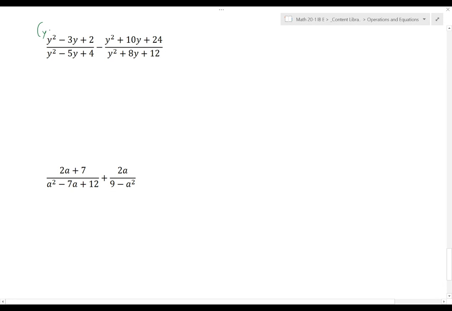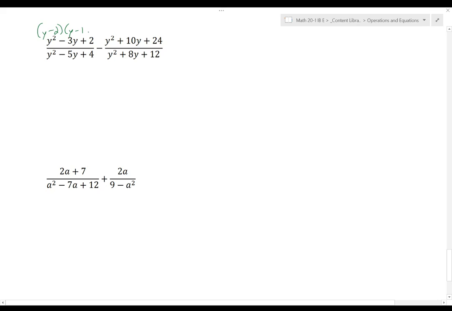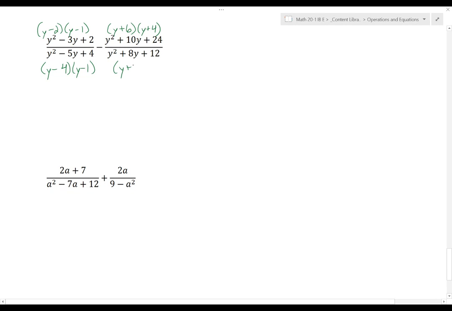So I have y minus 2 times y minus 1 and y plus 6 times y plus 4. In the denominators, I've got y minus 4, y minus 1, and y plus 2, y plus 6. All right, so this actually gets a lot easier right off the bat, before I even worry about a common denominator. So if I were to not simplify these individually, my common denominator would be y minus 4, y minus 1, y plus 2, y plus 6. Each fraction would have to get multiplied by 2, which would mean a quadratic times a quadratic, degree 4. That gets complicated pretty quickly.